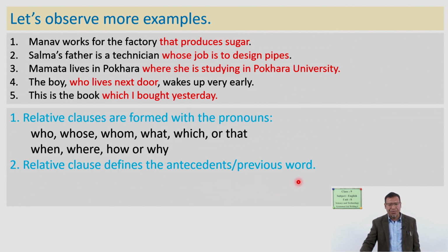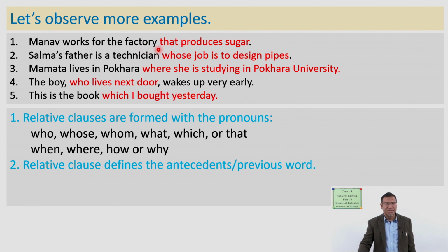Antecedent means previous word. We say simply purvapad in Nepali. Purvapad means the word that comes just before the relative pronoun. For example, factory comes before that. So this purvapad लाई चाहिँ यसले चाहिँ परिभाषित गर्छ अथवा त्यसको बारेमा केही कुरा गर्छ.